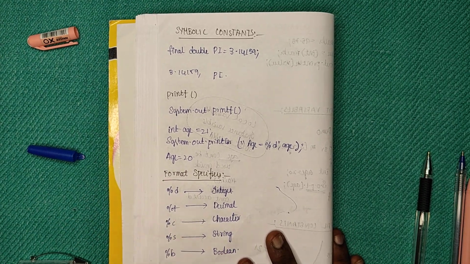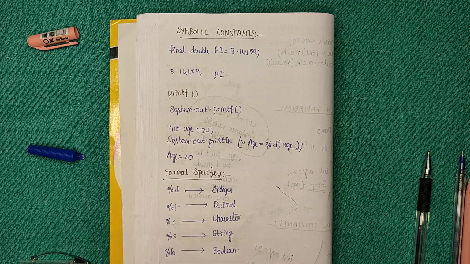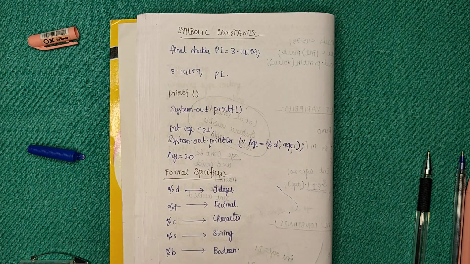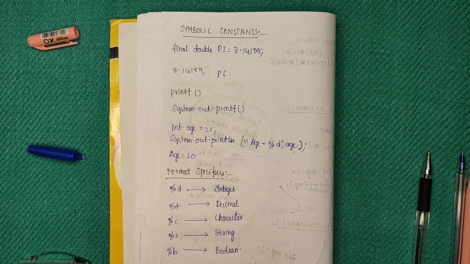Symbolic constants: observe this line, final double pi = 3.14159. Instead of repeatedly writing 3.14159, we store it in pi. As a real life example, suppose a college collects a fee. If every student pays 5,000 or 10,000, instead of writing 5,000 or 10,000 everywhere, write college fee. It is much easier.